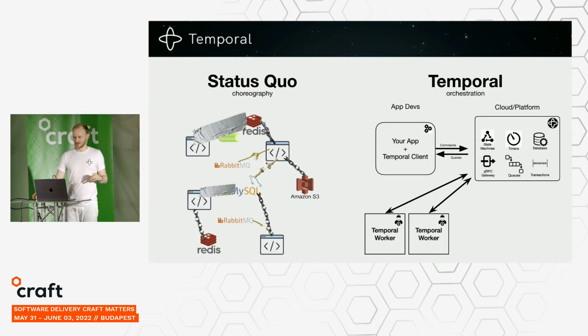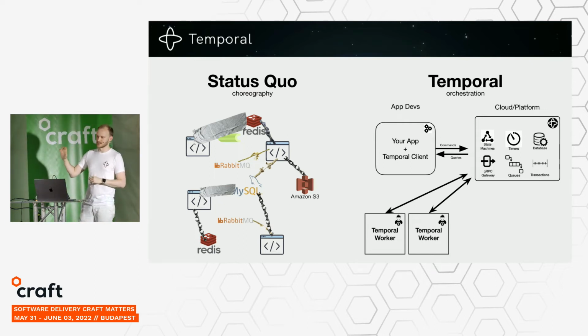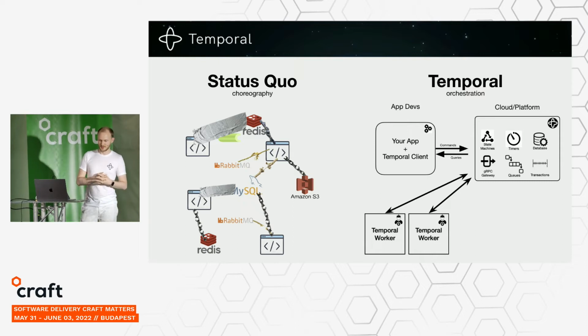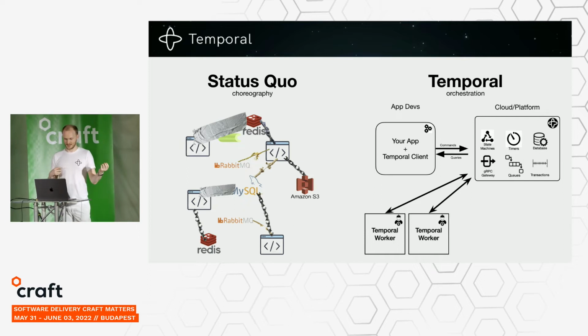So on the right-hand side, we have orchestration. And there's two columns: app devs on the left and the cloud cluster platform on the right. On the left, we have your app. It could be a serverless function like we saw before. It could be just your API server. It could be a script that uses the client to start a workflow or to start one of these business functions.